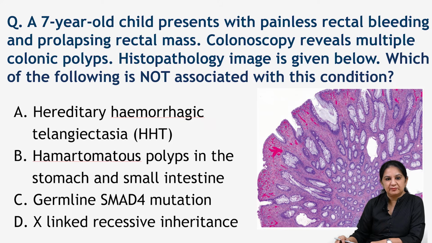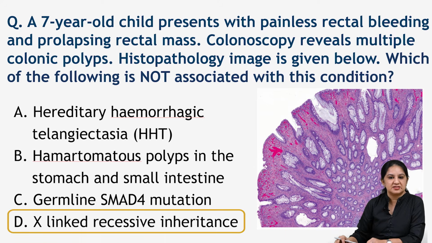Now, which of the following is not associated? Is it hereditary hemorrhagic telangiectasia? Yes, it is. Hamartomatous polyps in the stomach and small intestine? Yes, indeed it is also true. And germline SMAD4 mutation is also true. Please note, it is not an X-linked recessive inheritance. Yes, it is an autosomal dominant inheritance. So option D is the correct answer here. Coming to the next question.